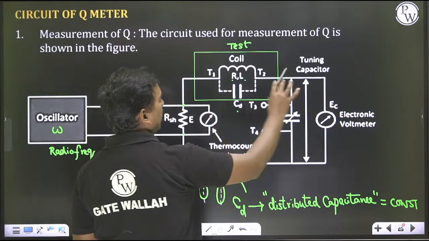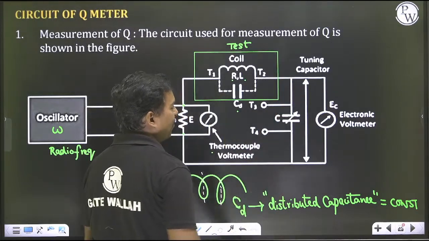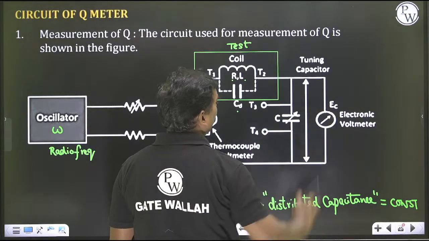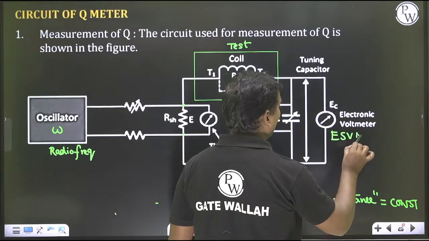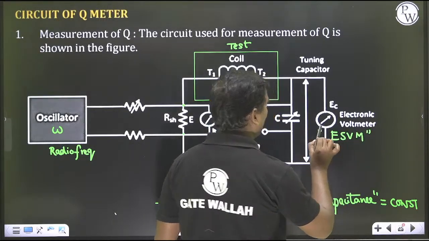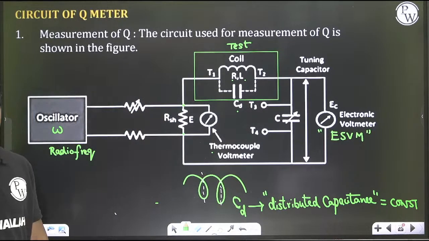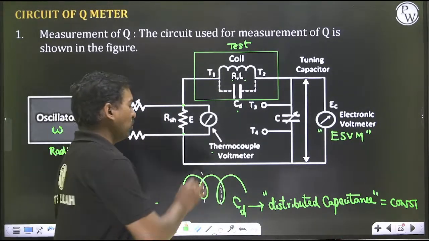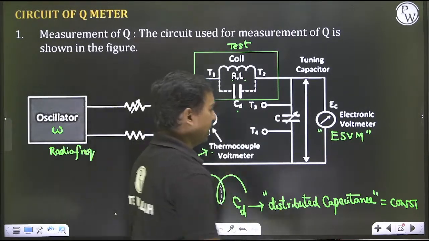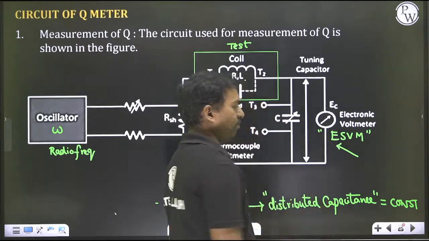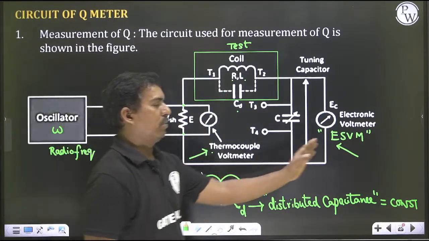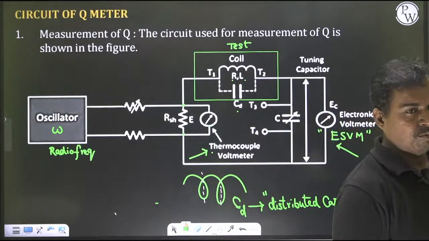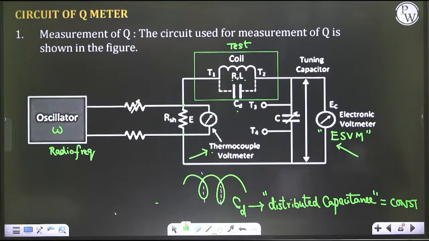Another thing is we are keeping one tuning capacitor. By varying this capacitor, I can measure the voltage across it. This voltmeter is called an electrostatic voltmeter. So one interesting thing in the Q meter is that two voltmeters are used: one is a thermocouple voltmeter, the other is the electrostatic voltmeter. Is it clear?